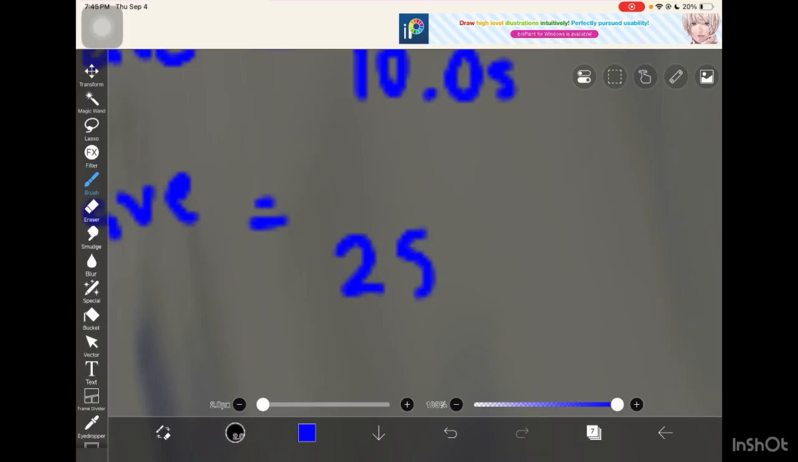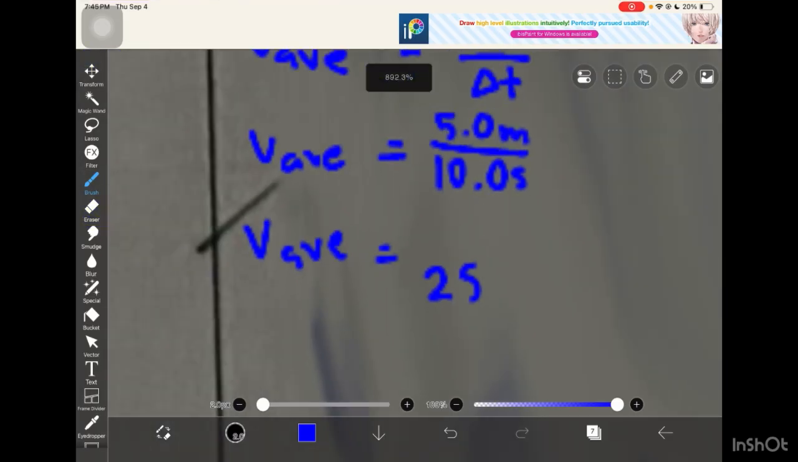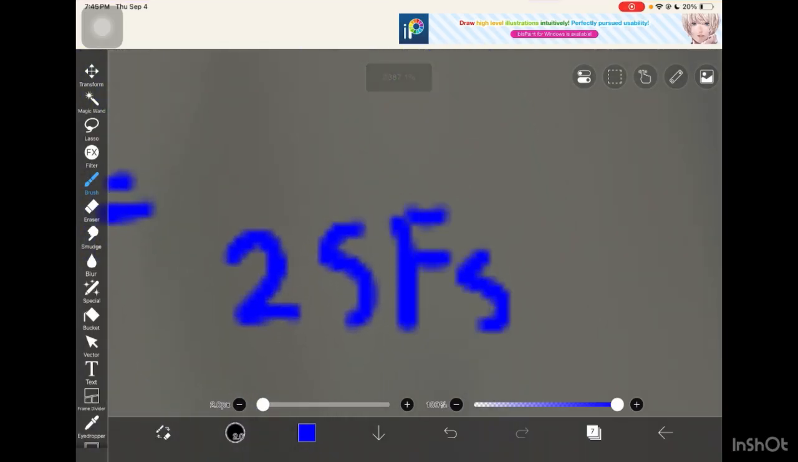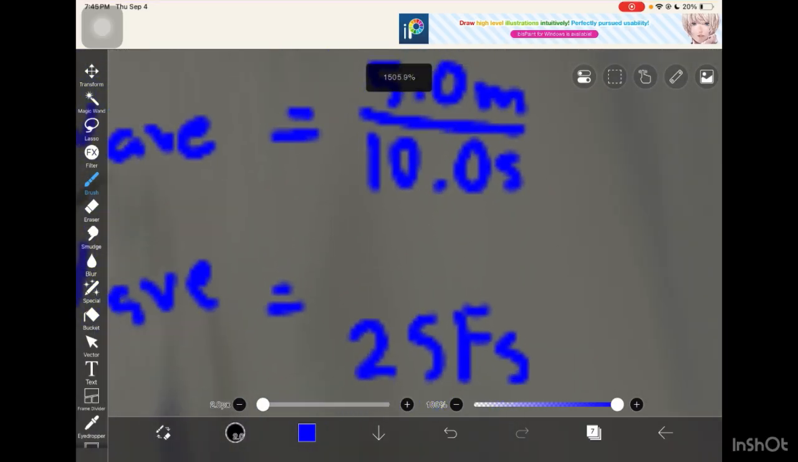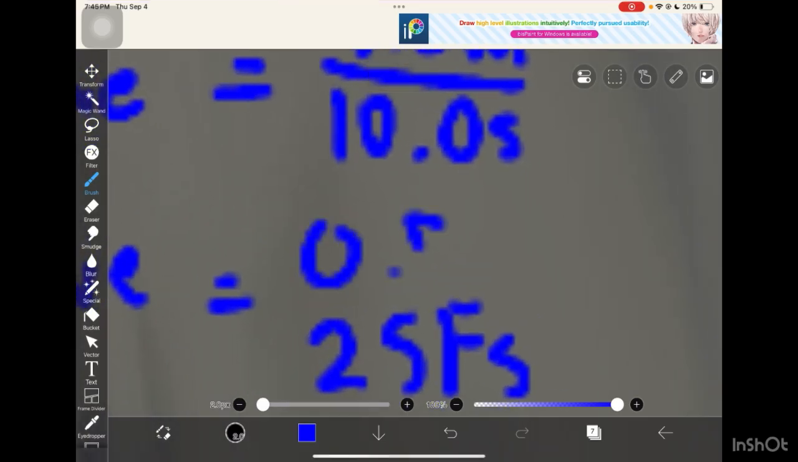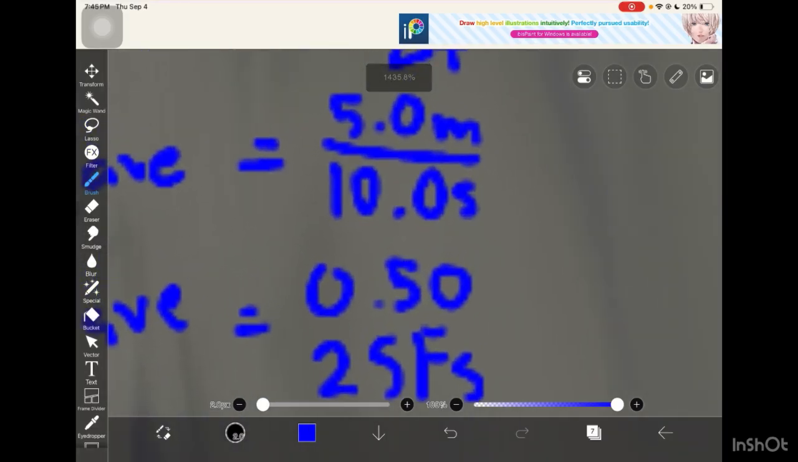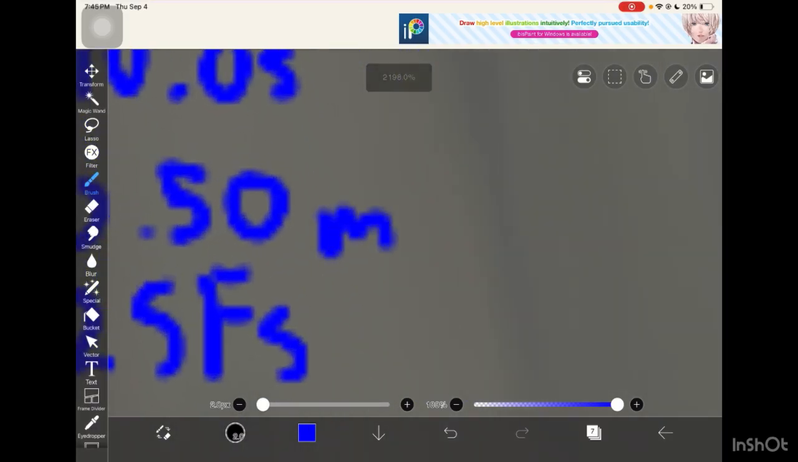Yes, right? Yes, correct. Sorry, I got a little bit... 2 SFs. This is equal to 0.50. Yes, because 2 SFs, meters per second.